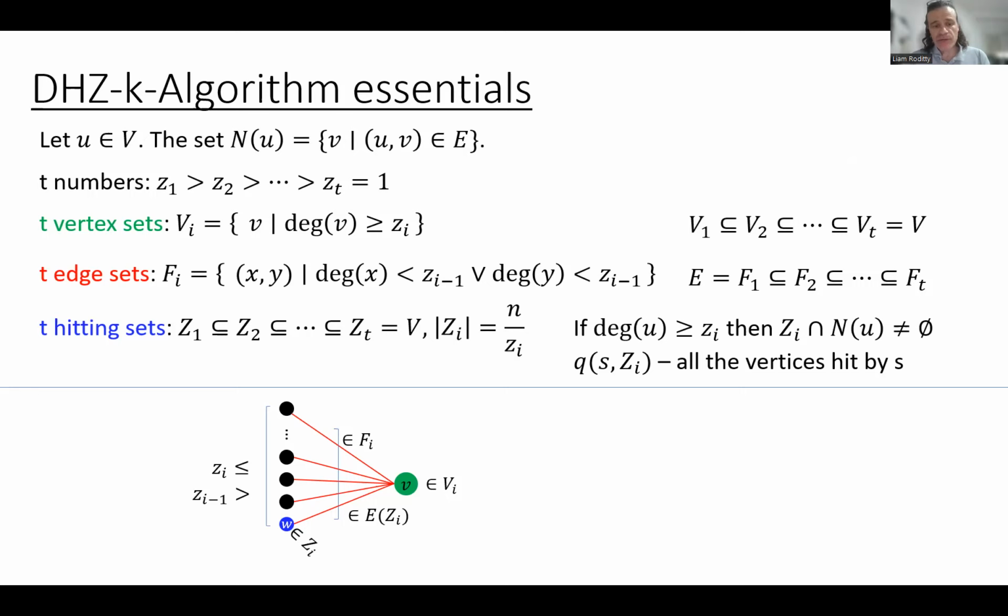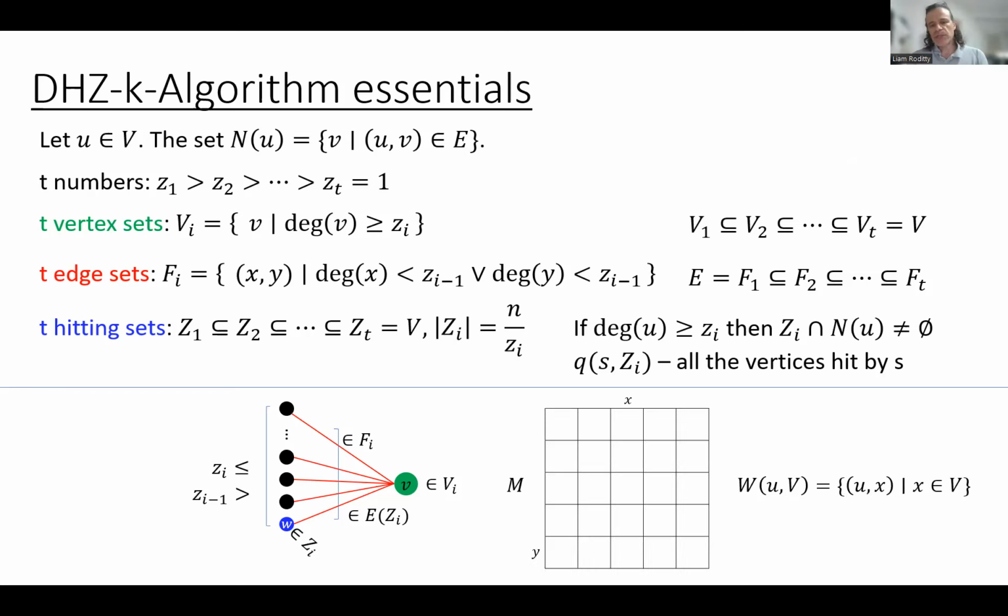And because V is of degree at most Zi minus 1, all the edges of V are in Fi. And finally, we add for every vertex V the edge that connects it to the vertex that hits it. This is not too much, just remember that we do this; it's order of n anyway. So we do it for every set, and we always have these edges, we really need them.